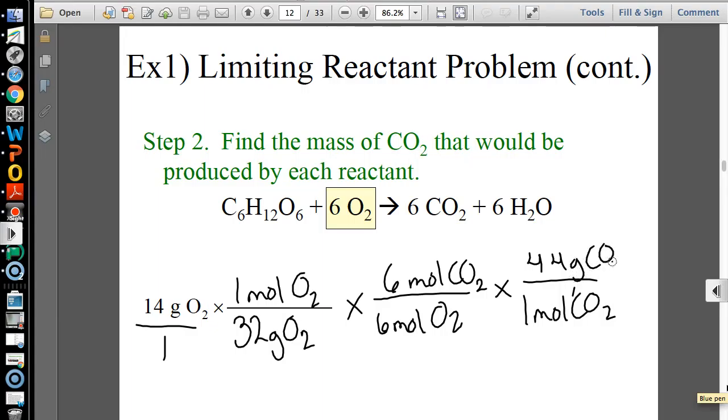So 44 grams of carbon dioxide. And so when I do this math, I end up getting 14 times 6 times 44, and then I'm going to divide it by 32 times 6. So I end up getting only 19.25, or 19 grams of CO2. Now, the other one was what, 41? This is 19. So which one's the limiting? Yeah, that makes sense. Whichever one's making the smallest amount of your product, that's your limiting reactant. It is that simple.